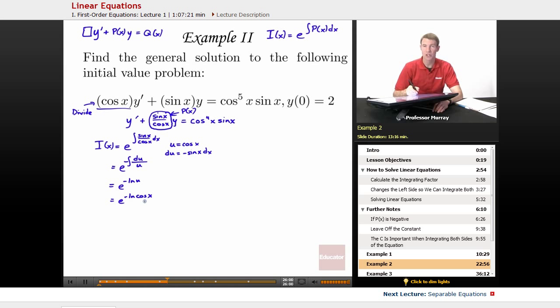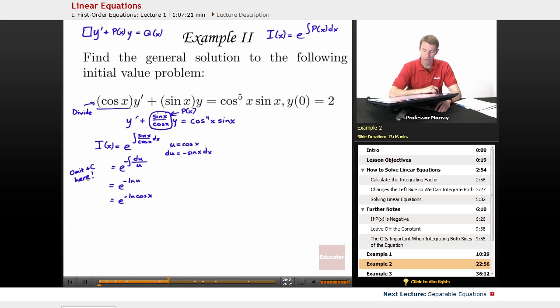Now, a couple points to mention here. First is that you don't have to add the arbitrary constant when you're finding the integrating factor. So you can omit the plus c at this point. It's okay. Later on, it'll be very important to add on that arbitrary constant when we do another step of integration later. But here you don't have to worry about it.